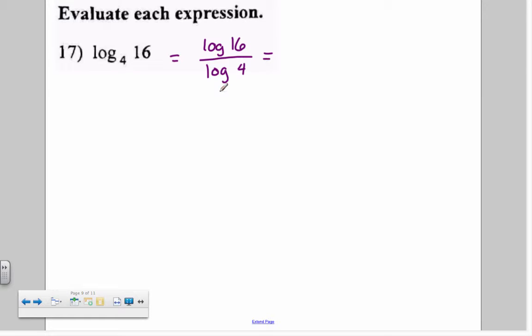When I punch this into my calculator, log base 10 of 16 divided by log base 10 of 4, I'm going to get 2. Now that should make sense, and you should be able to kind of do this one in your head anyway, because 4 to what power is 16? Well, 4 squared is 16. So then you can kind of check your work.